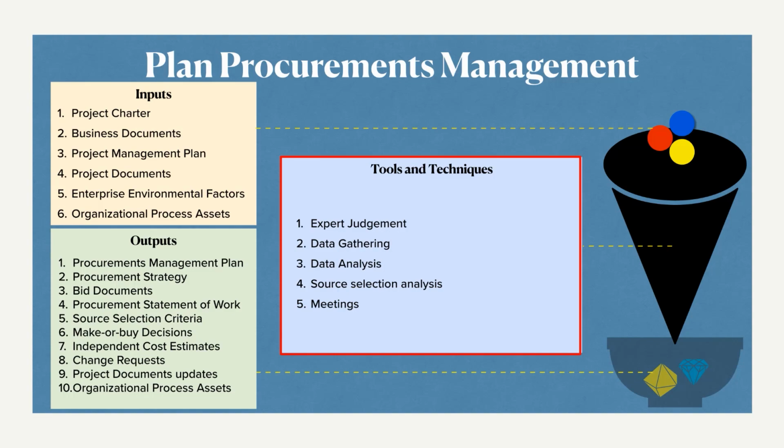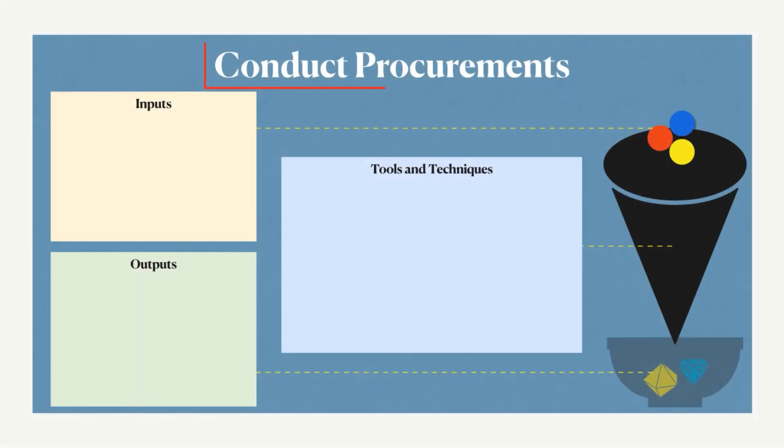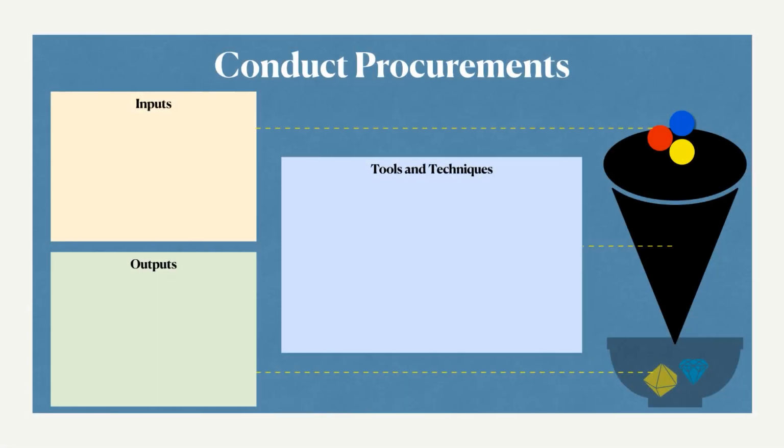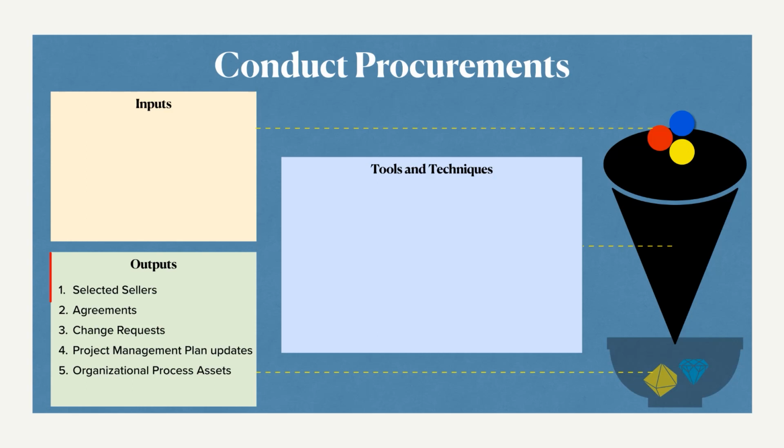Okay, moving on to the next process. Conducting the procurements. This process is done periodically. It's done throughout the project, and it's updated as and when needed. Let's have a look at the outputs. We have 5 outputs to cover.